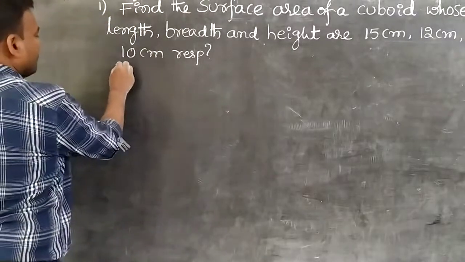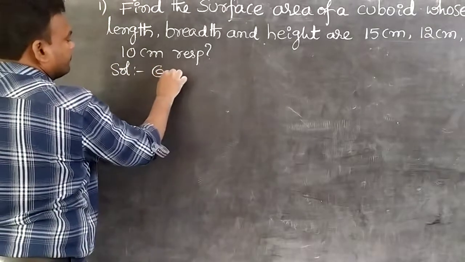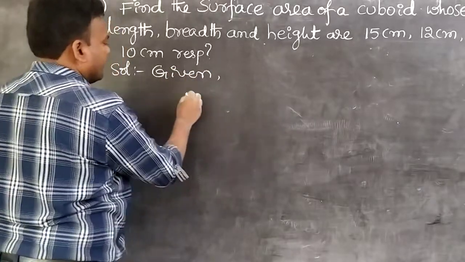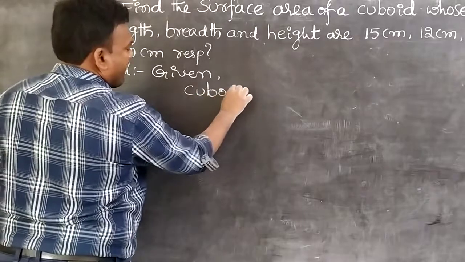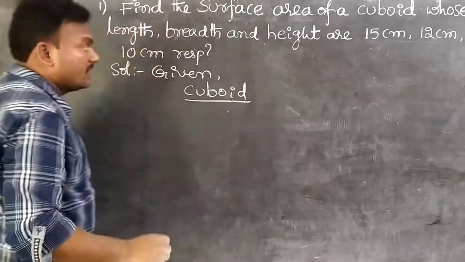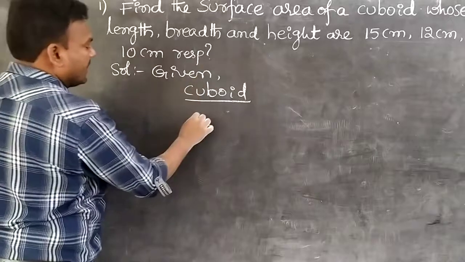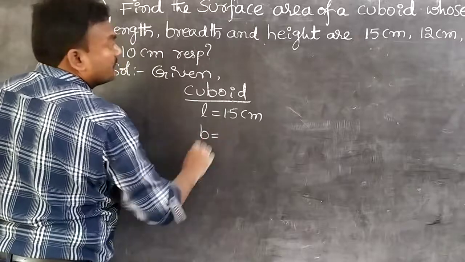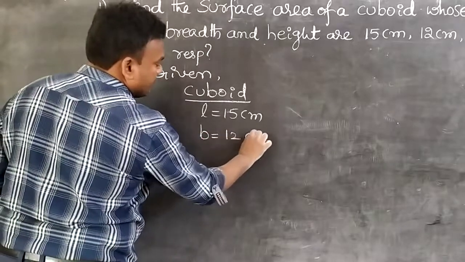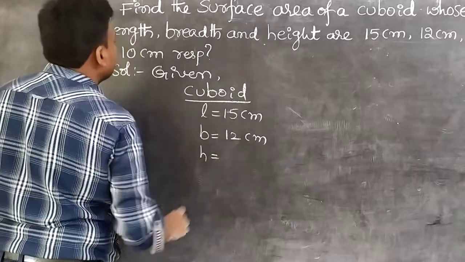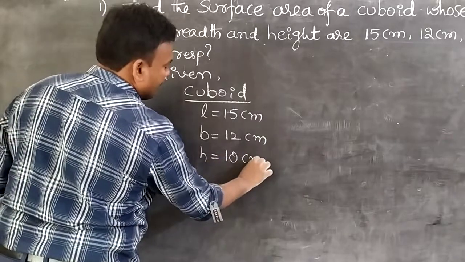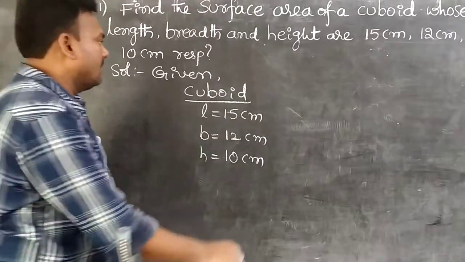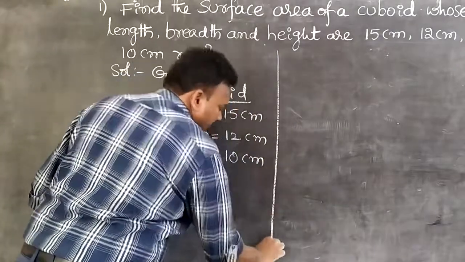Observe carefully. Solution given. In the cuboid, like this taken. Heading taken, students. How much is the length value? 15 centimeters. L equal to 15 centimeters and B equal to 12 centimeters and H equal to 10 centimeters. We know the 3 dimensions L, B, H. Then find, first of all, LSA.